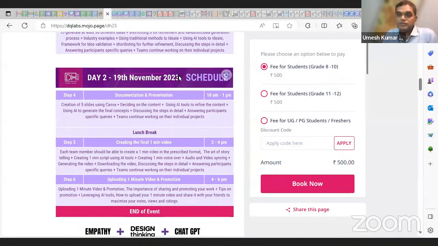The teammate preference on the day of the event would be very difficult. It will be very last minute. All right, so we would request you to form your teams at least 3 days prior to the event.